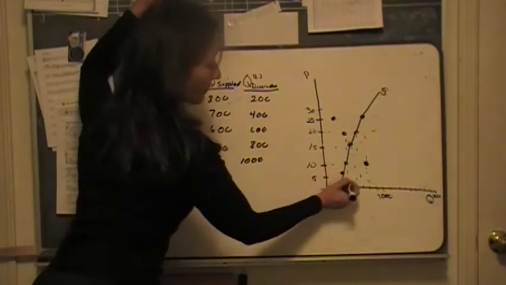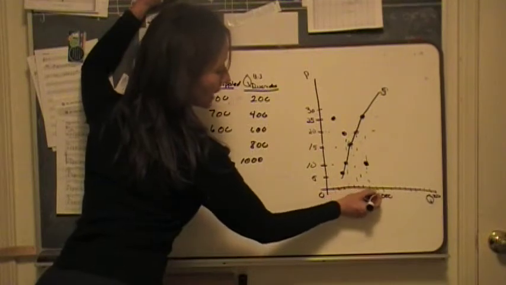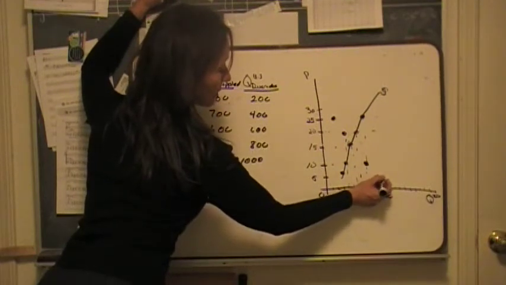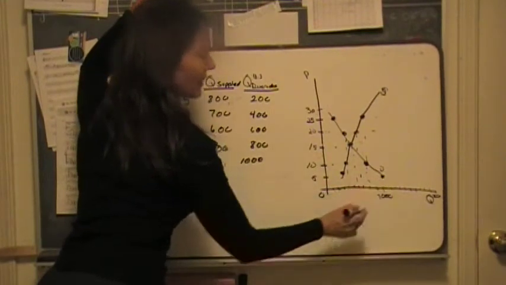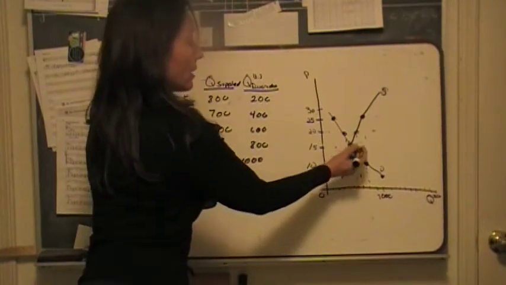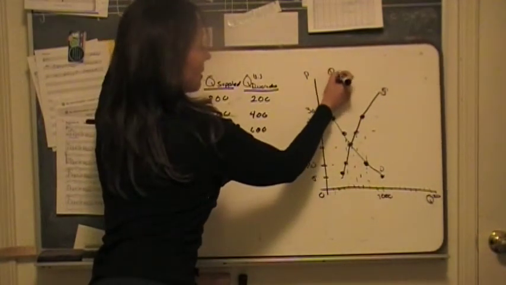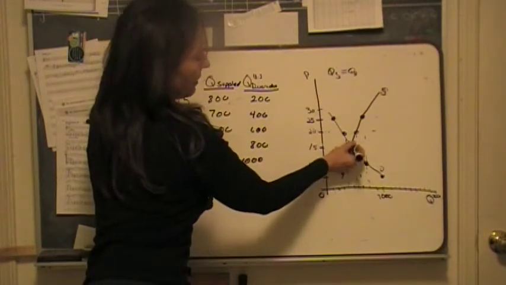And then we have at $5, 1,000 pounds being demanded. Okay, you connect all those dots, and that's your demand curve. Equilibrium occurs where quantity supplied equals quantity demanded. Okay, so it's going to be right here.